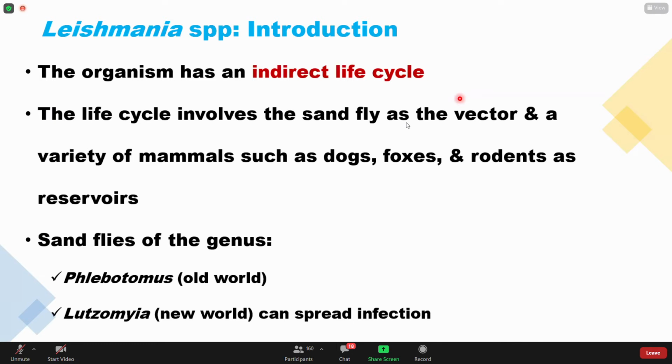Now, the reason is because these vectors appear to be well adapted to certain regions of the world. So Phlebotomus sandflies are associated with the Middle East and parts of North Africa. So they are regarded as Old World. Whereas the Lutzomyia sandfly is associated with Central America, South America, so they are referred to as the New World. But irrespective of whether it's Phlebotomus or Lutzomyia, they can transmit the infection.